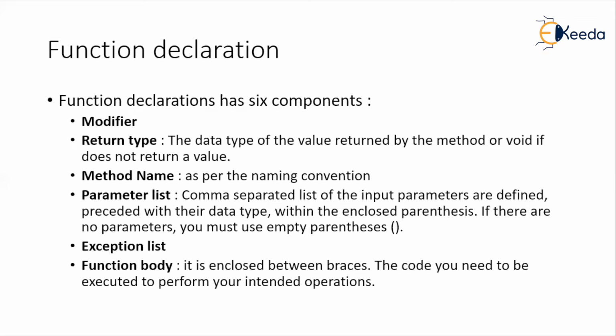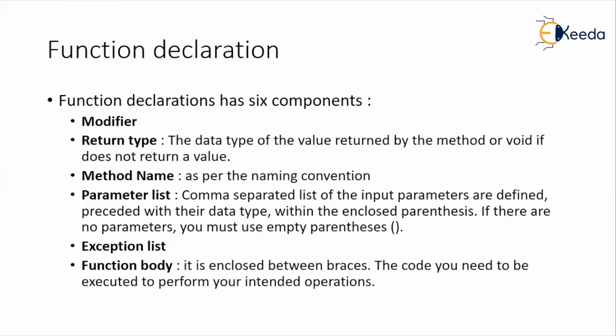Whenever we are declaring any function, how can we specify the signature? So basically, function signature or declaration has 6 components. First is modifier, access modifier, which could be private, public, or protected, or no modifier. Then the return type. If the function is returning some value, that return type can be specified. Type of the data which will be returned, that is nothing but return type. And if the method does not return any value, it will be specified as void.